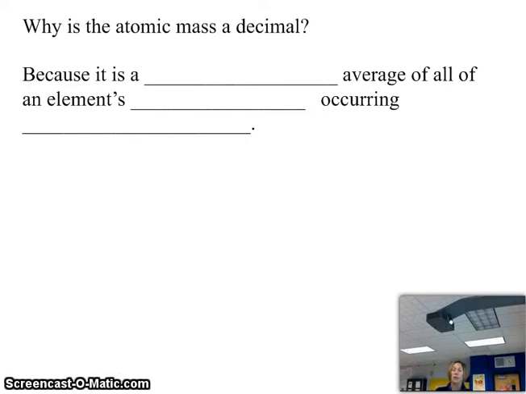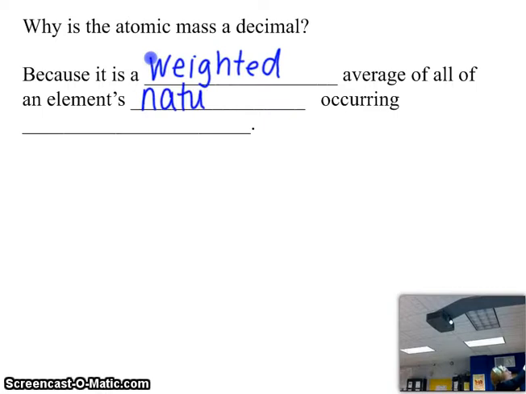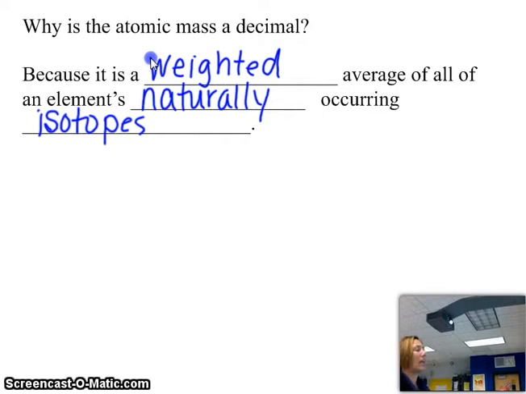Actually, it's a decimal because it takes into account the isotopes, all the different forms of that element that occur in nature. So the book definition for that is that it's a weighted average of all of an element's naturally occurring isotopes. And I think this bears some explanation. What the heck do we mean by weighted average? And what do we mean by naturally occurring?